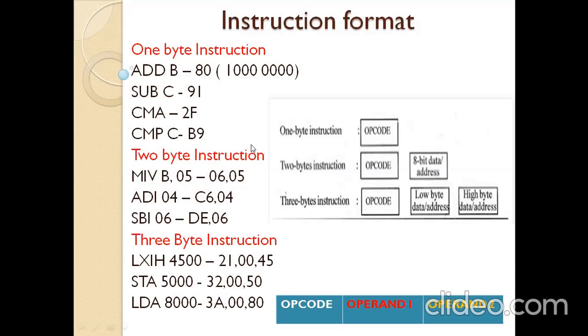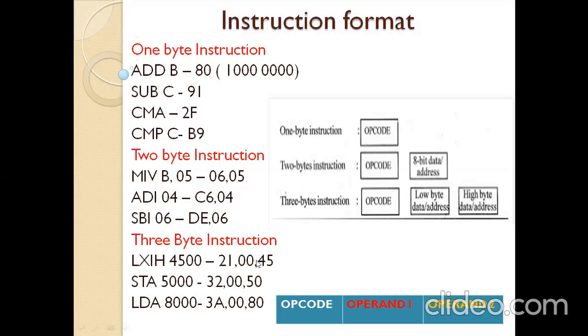In 2-byte instruction, it has 1 opcode and 1 operand. 06 is called opcode, 05 is called operand. The first byte is called opcode, second one is called operand. Second instruction, ADI 04. This instruction is also called a 2-byte instruction. 06 is called opcode, 04 is called operand. This operand is called 8-bit data or address.